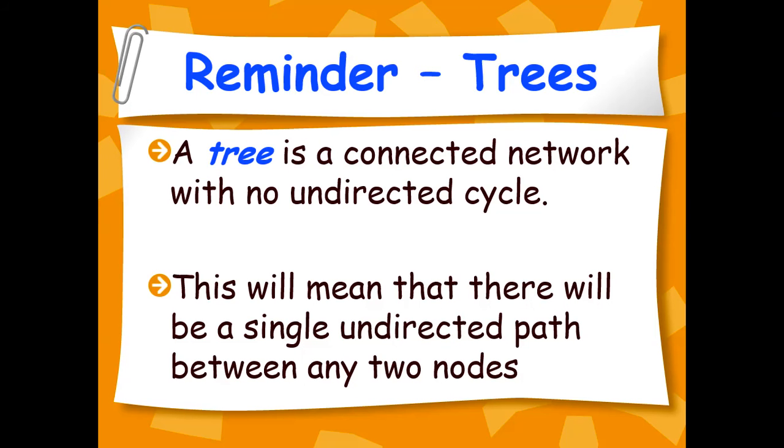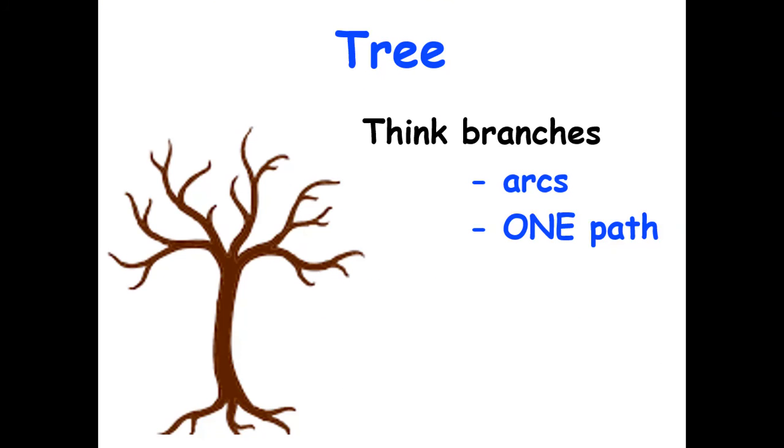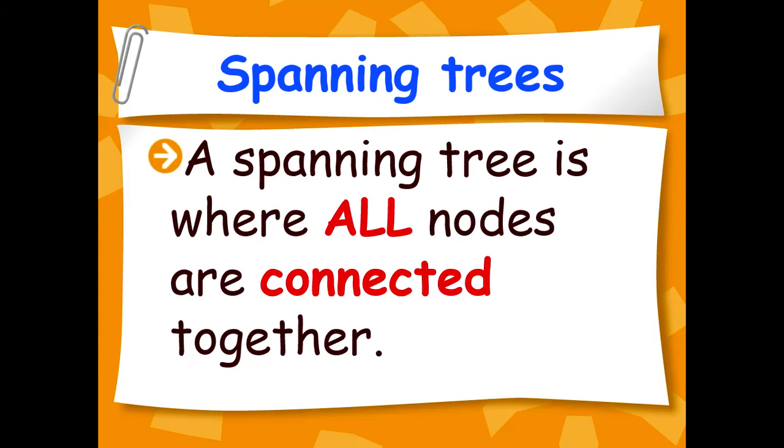Let's have a look. So just a quick reminder first of all about trees. Remember, what is a tree? So think about your branches. Each of the branches is an arc. There's one pathway between every node. Specifically, there are no loops, there are no circuits. That's really important. So a spanning tree is where all of the nodes are connected together.